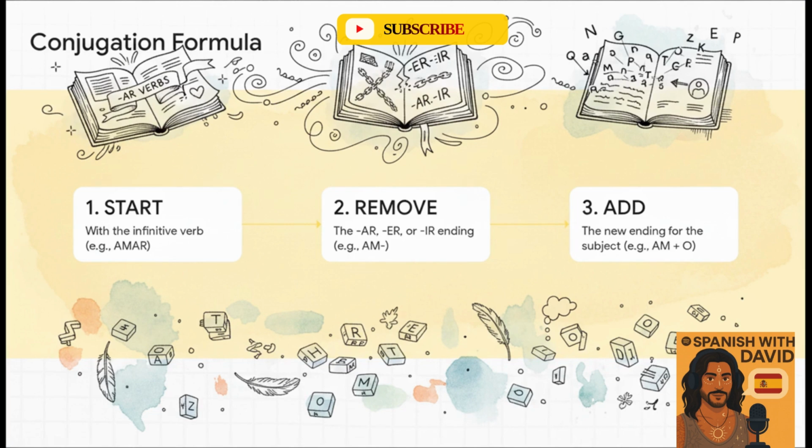First, you start with the basic verb, the infinitive, like amar. Second, you just chop off that family ending, the AR, ER, or IR. So for amar, we get rid of the AR and we're left with the stem, am. And finally, step 3, you add a new ending based on who is doing the action. So if it's I, you add an O. You take am plus O and you get amo, I love. This little trick works every single time.